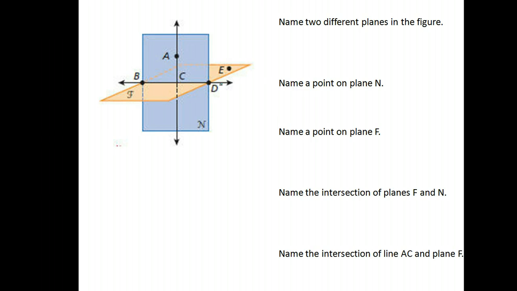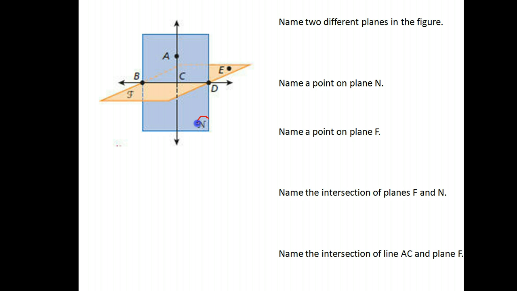Okay, let's answer a few questions using this figure. Name two different planes in the figure. Notice we have one plane going this direction, the orange plane. We have a second plane going up and down, the blue plane. Now remember, they can be named in different ways. So we have a blue and an orange plane, but we cannot name them that way.